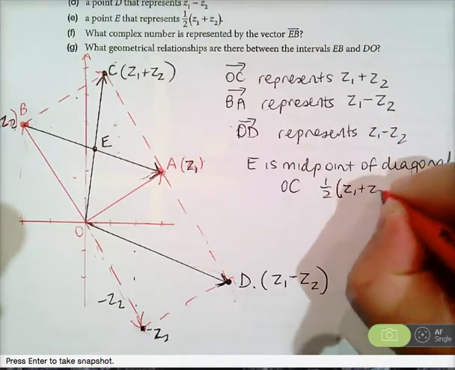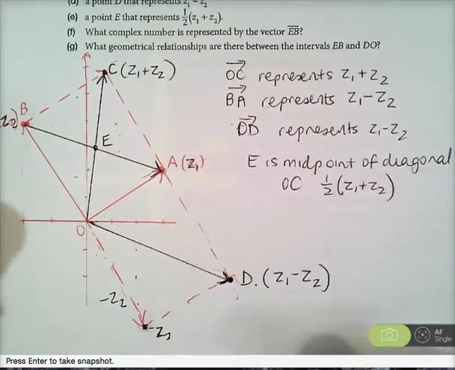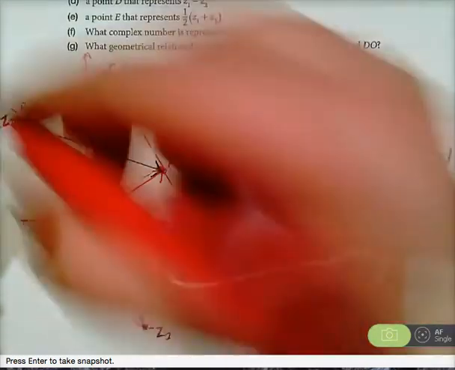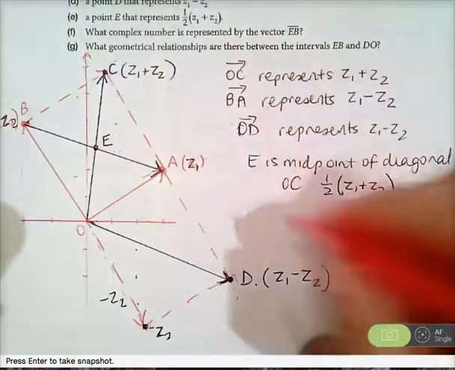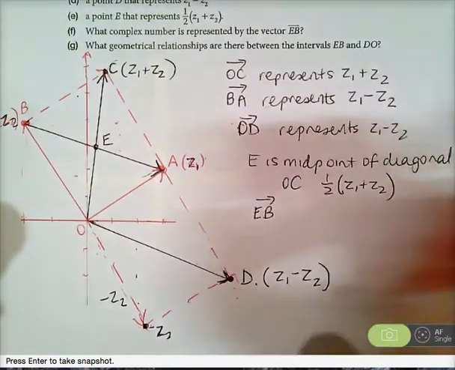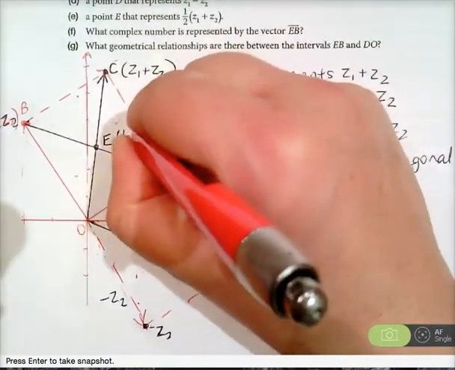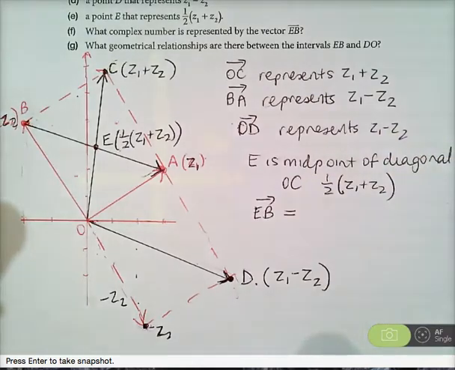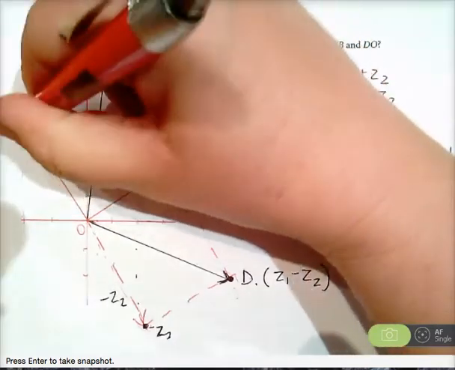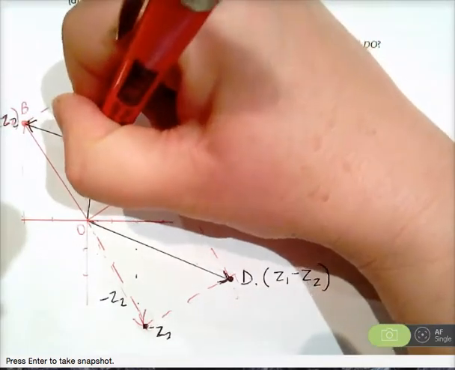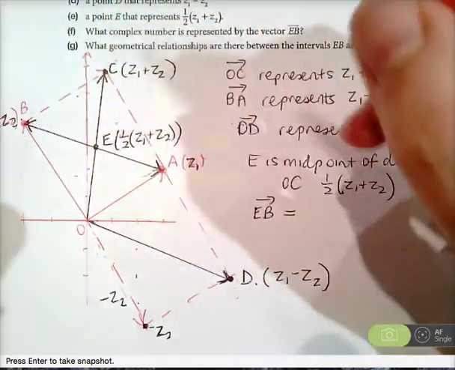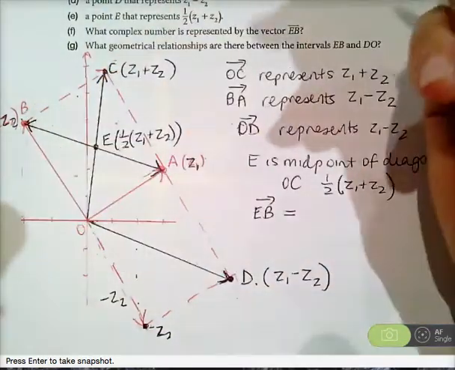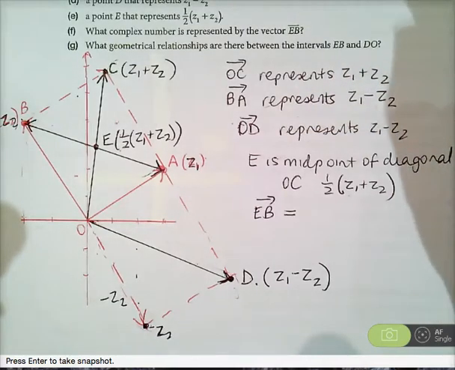Now, what complex number is represented by the vector from E to B? So the vector E to B. Now, if E is half of Z1 plus Z2, then the vector represented by EB is, now I'm just going to draw EB. So there's E to B. What's this vector represented by? You can try it by addition of vectors or subtraction of vectors, to see what it would be represented by. I prefer to use the tail to tip, like the physics method, to do this particular one.